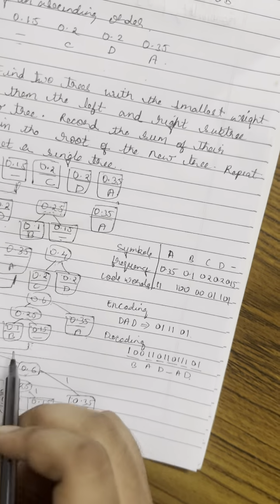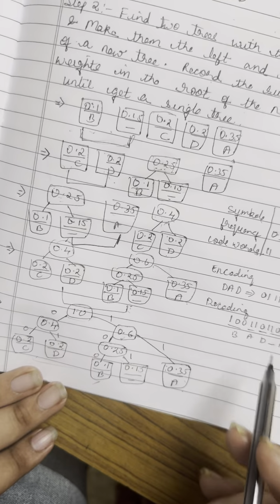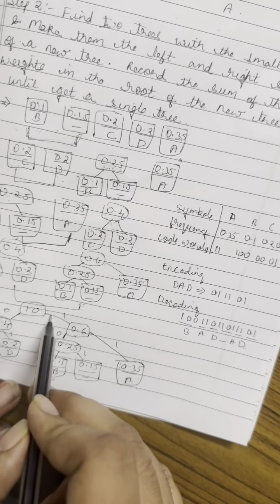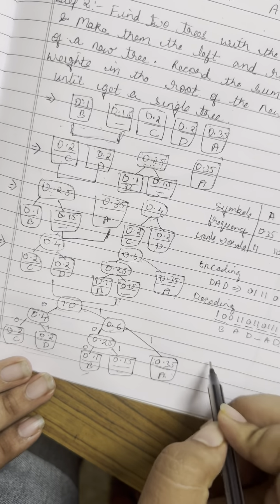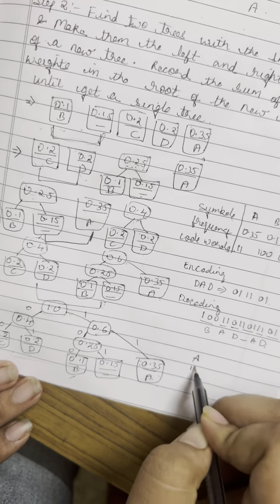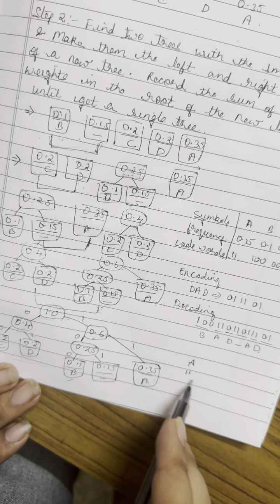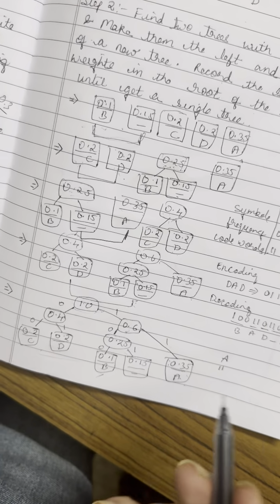How do I identify what the code words are? Now the example is A. Till where is A, so this A is 2. 2 means 1 and 1. That's the code for A.